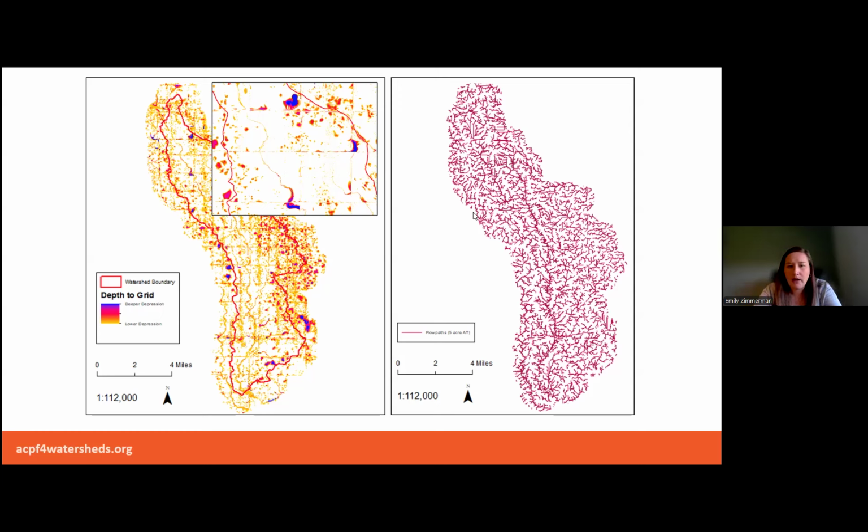Just going to look at the chat. Okay, so there's a question in the chat about which DEM is better to use and can the tool be used anywhere in the world?